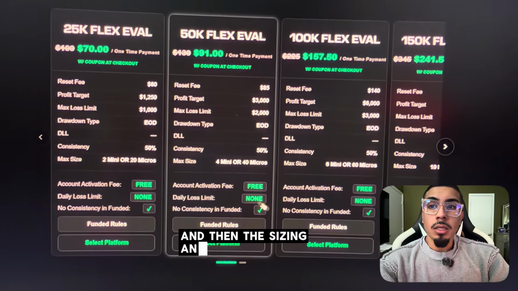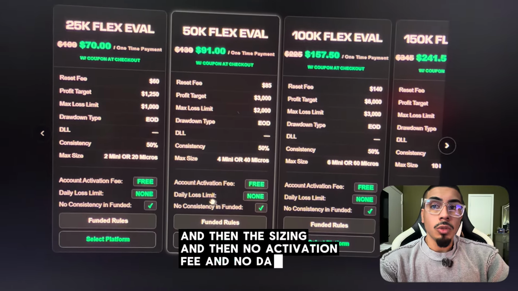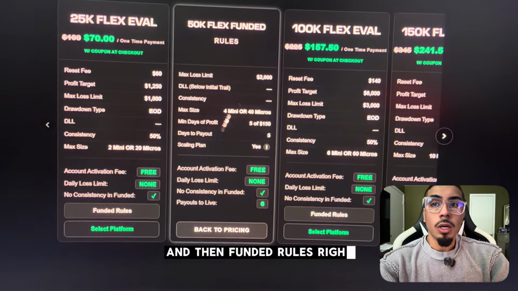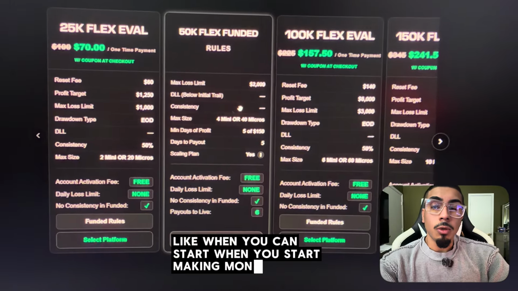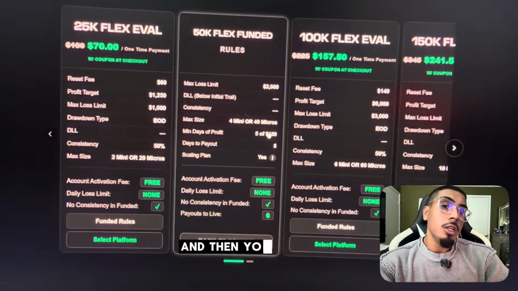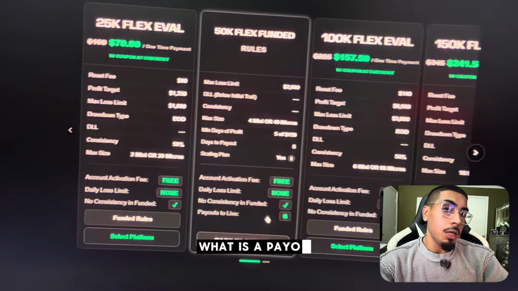And then the sizing, and then no activation fee and no daily loss limit, right? So all the rules are here, and then funded rules, right? Like when you start making money and pass it, they're the same rules. You usually need 5 days of $150, and then you can request a payout, right? What is a payout again?